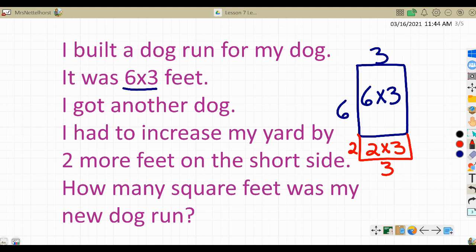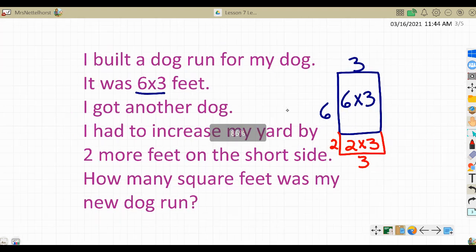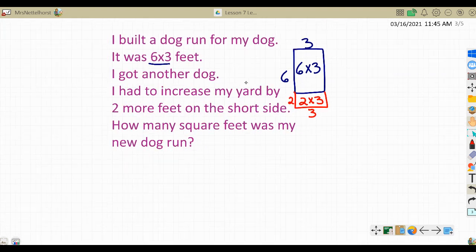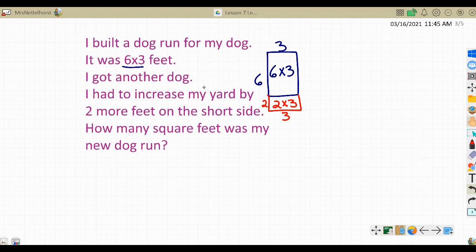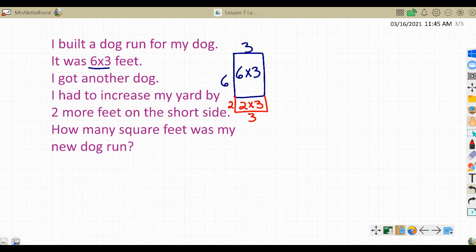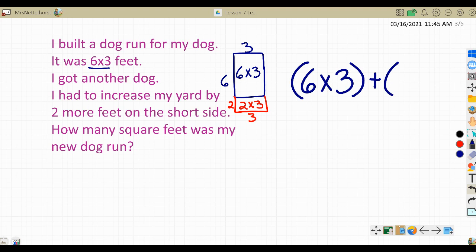So now I have a distributive property problem. I'm going to make this a little smaller so you can still see the problem and the diagram. I'll go ahead and put it out here to the right. So I'm going to color code this. So my first expression is 6 times 3. I'm going to put that in parentheses. I know I need to add it to my other expression to get the total amount. And so I'm going to color code this.